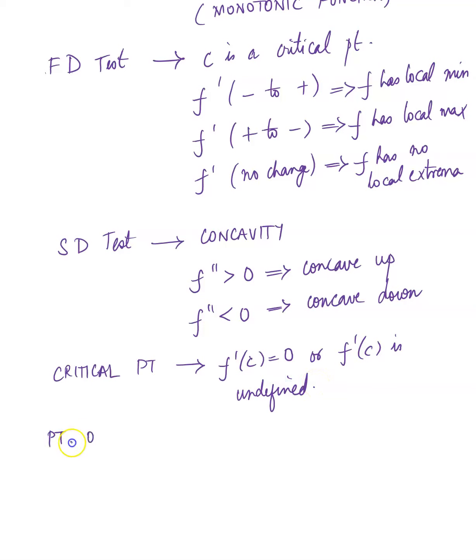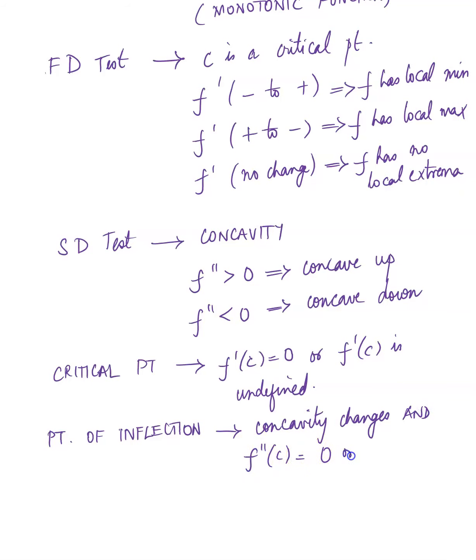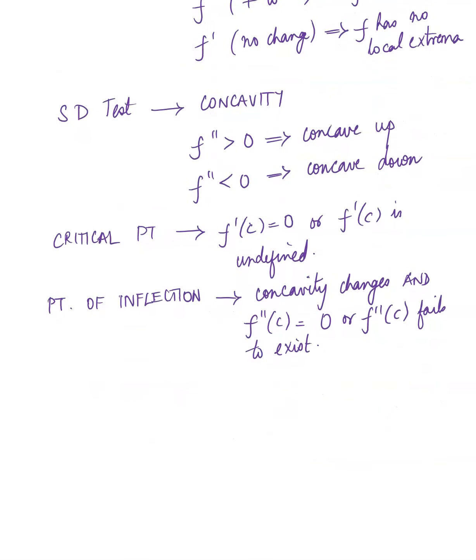But we also saw the point of inflection. Concavity changes, and you have this condition where f double prime is 0 or fails to exist. We want both of them to happen, so we really want to investigate, not go by just the f double prime situation.